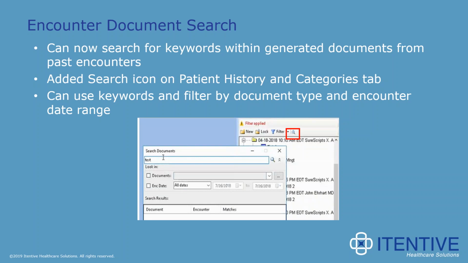The columns on the search results window, which you can kind of see here from that screenshot, are going to be document, encounter, matches, and then date modified and document format. And then all you have to do is click the document in the list to load in the EHR.